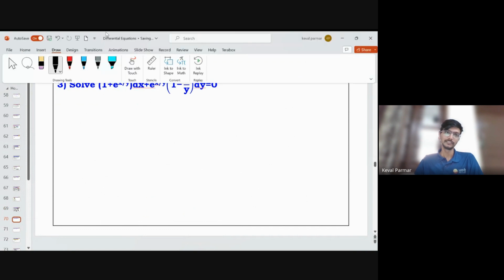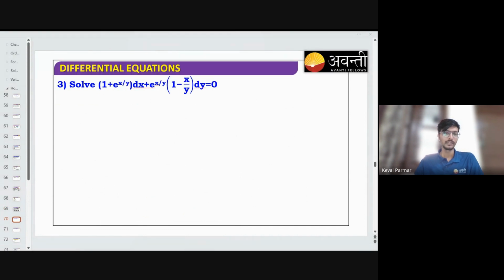This one. This is a good question. Now, do you remember there were two substitutions in the homogeneous differential equation, how to solve them? One was y upon x equal to v, or as we say, y equal to vx. The second one was x equal to vy, or x upon y equal to v.